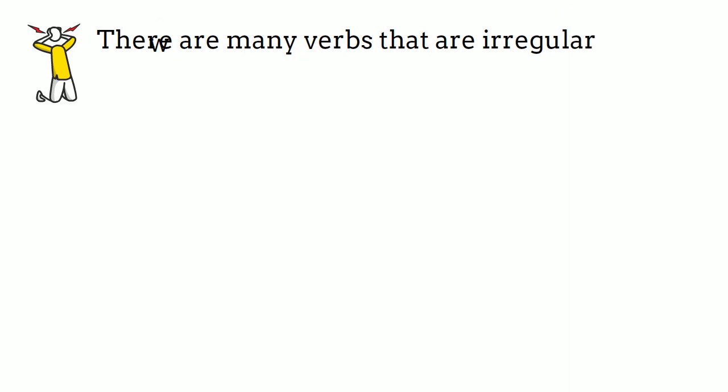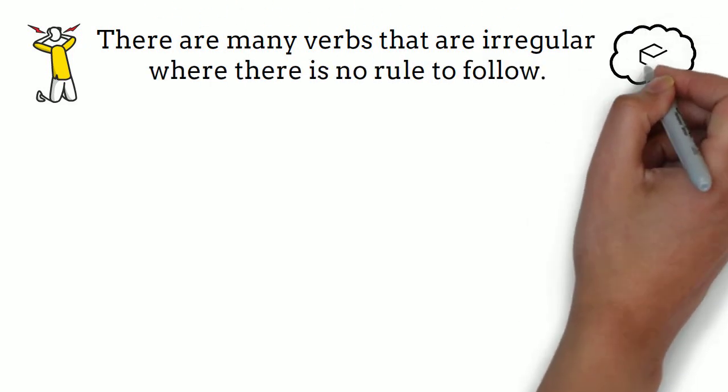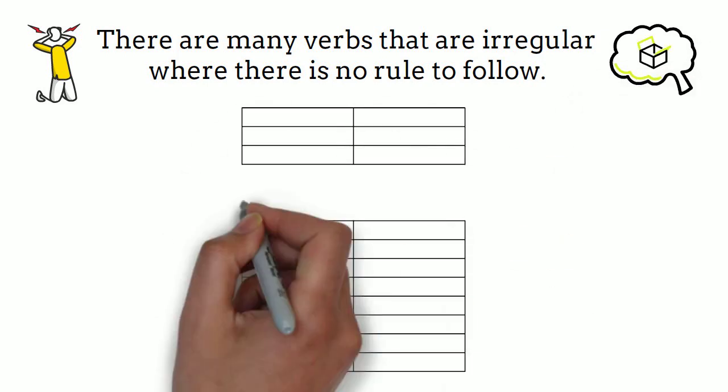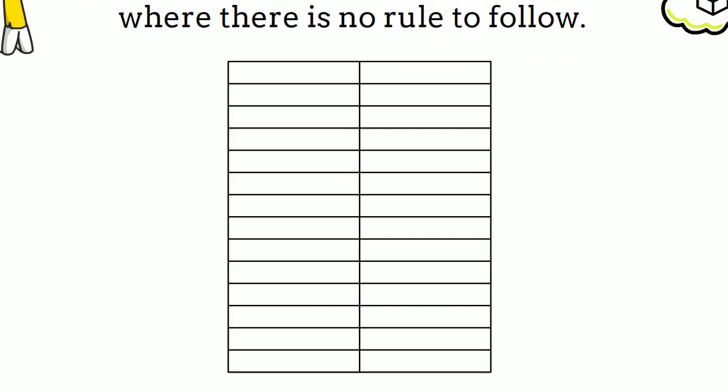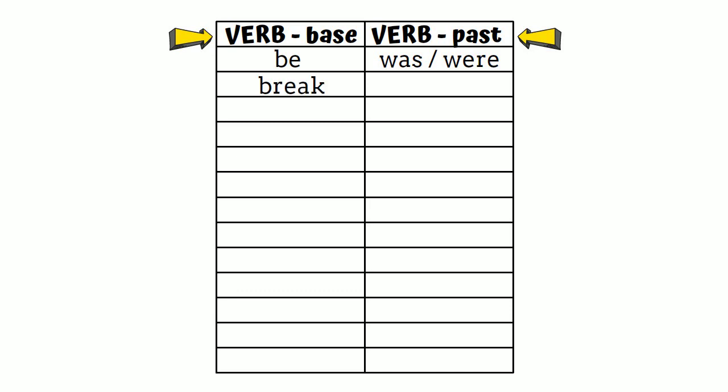Unfortunately, there are many verbs that are irregular, where there is no rule to follow. You will just have to memorize them. So let's see some in this table. The first column shows the base verbs and the second the same verb in a simple past form. Be, was, were.